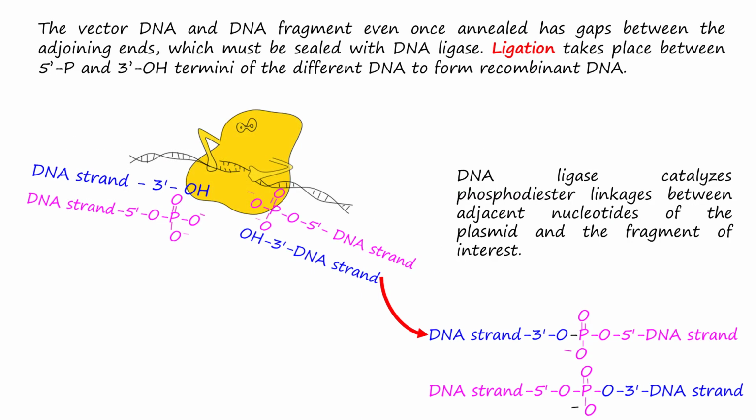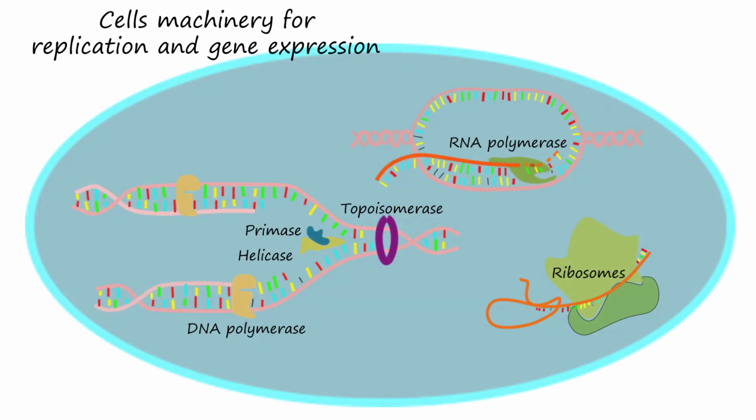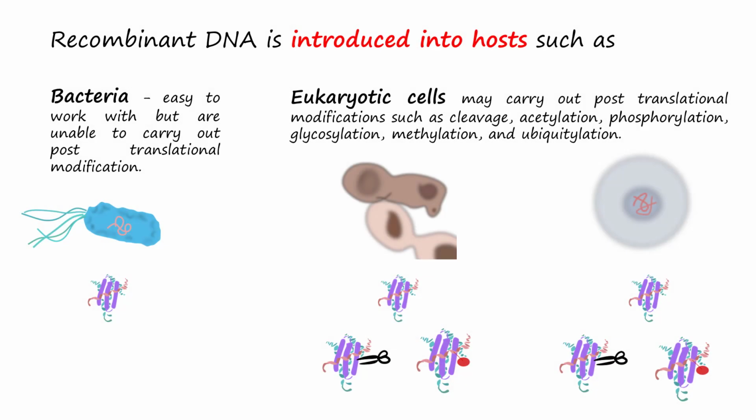The vector DNA and DNA fragment, even once annealed or connected, have gaps between the adjoining ends, which must be sealed with DNA ligase. Ligation occurs between the 5' phosphate and 3' hydroxyl ends of the different DNA to form recombinant DNA. Recombinant DNA lacks the machinery necessary for replication and gene expression and thus needs to be inserted into hosts such as bacteria, yeast, or mammalian cells.